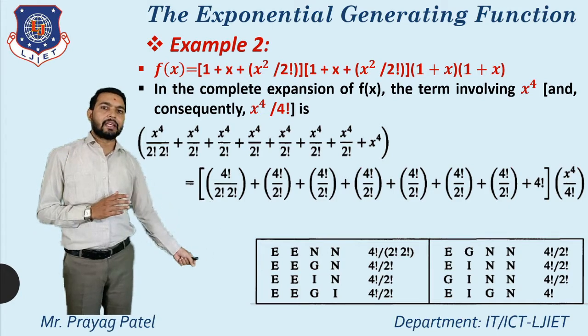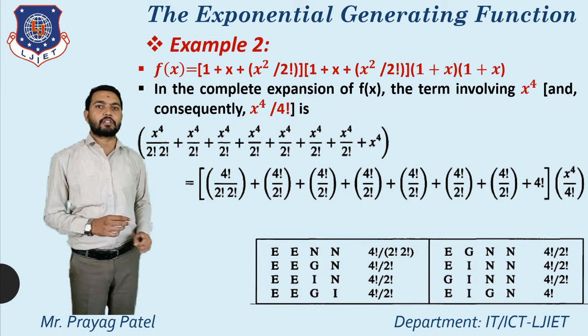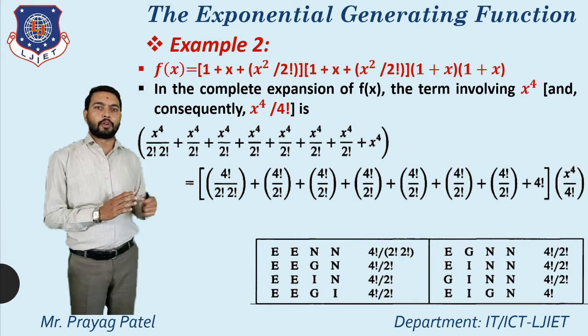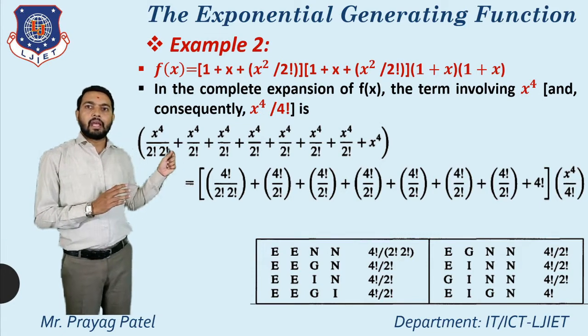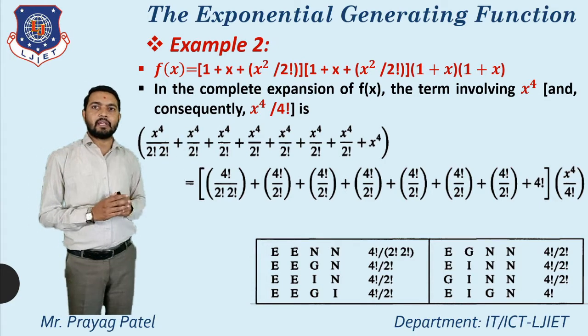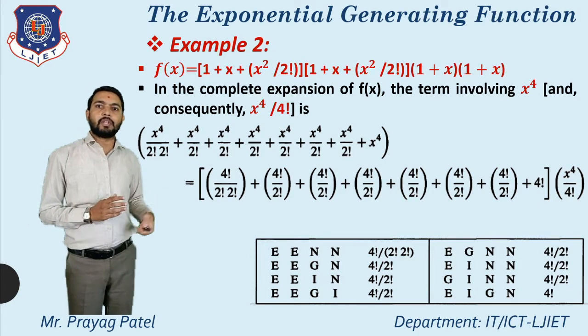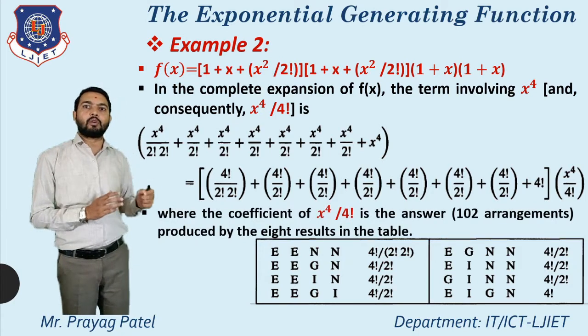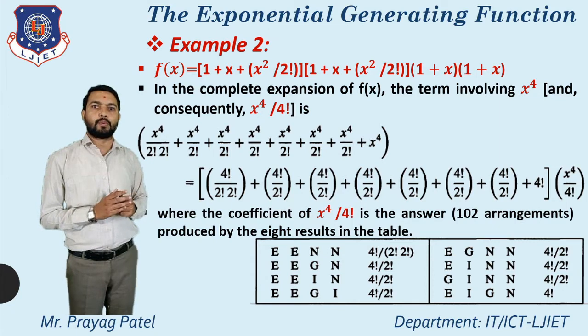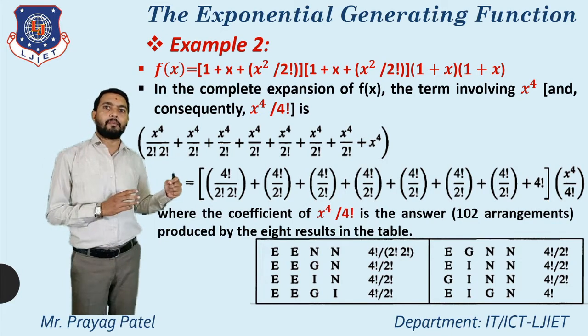So for all the 8 cases in this table we find the first value as 4 factorial divided by 2 factorial into 2 factorial like this, and we add all the values. So here the addition of all the possible ways is like this. Now the result of all the 8 ways is equal to 4 factorial divided by 2 factorial into 2 factorial plus 4 factorial divided by 2 factorial, up to the last one as 4 factorial, and multiply this with x raised to 4 divided by 4 factorial.